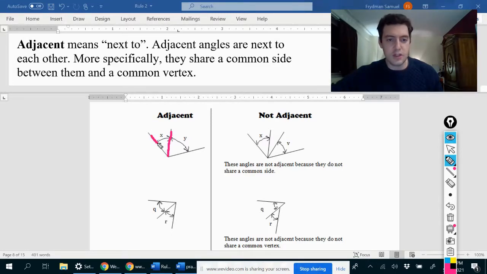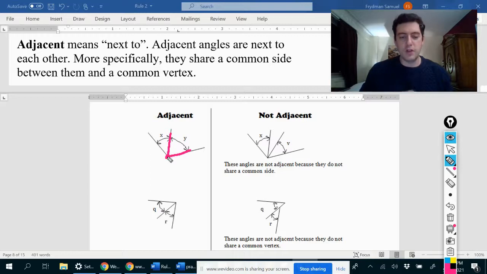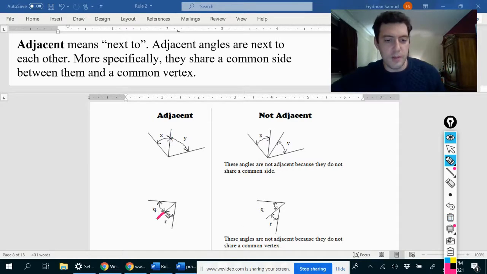So again, these two lines form angle X. The vertex of where these two lines meet is right over here. And these two lines form angle Y, where these two lines meet is also right over here, the exact same place where we saw the vertex of X was, okay? So these two angles share a common side and a common vertex, so we call them adjacent. All right, these two lines over here also share a common side and a common vertex.